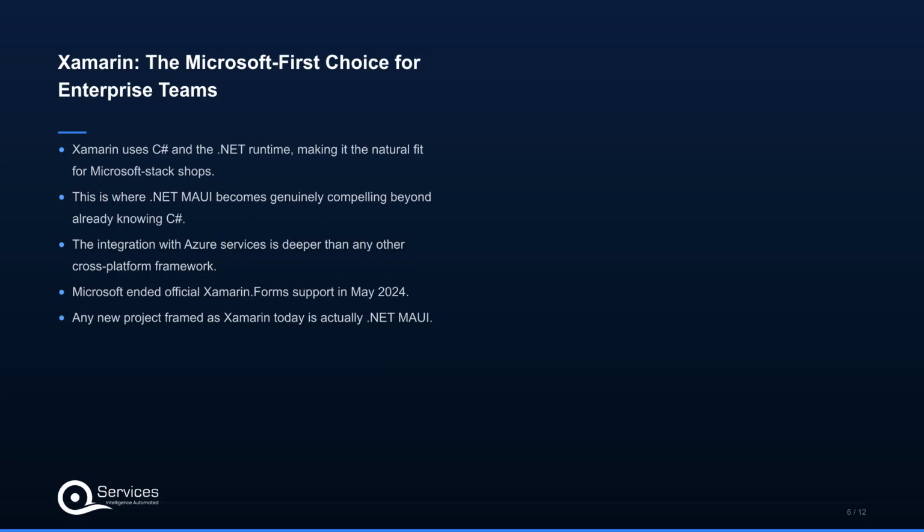Now, let's talk about Xamarin, the Microsoft-first choice for enterprise teams. Xamarin uses C# and the .NET runtime, making it the natural fit for Microsoft stack shops. If your backend runs on ASP.NET, your team uses Visual Studio, and your infrastructure lives in Azure, Xamarin and its successor .NET MAUI integrate into existing workflows without requiring a language change.